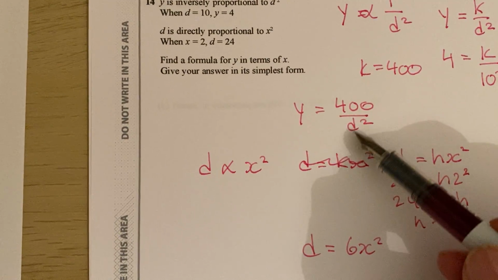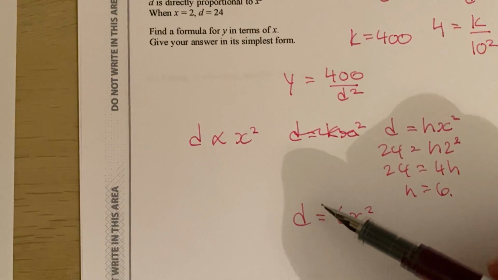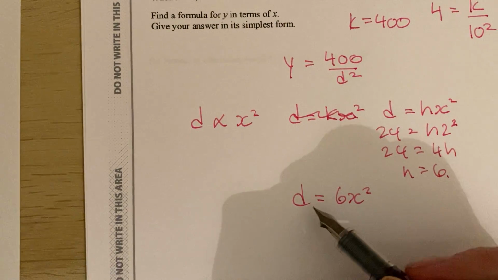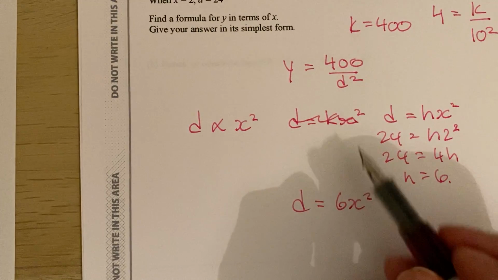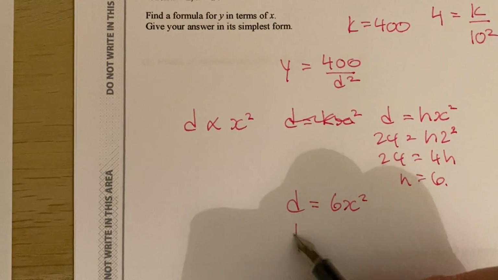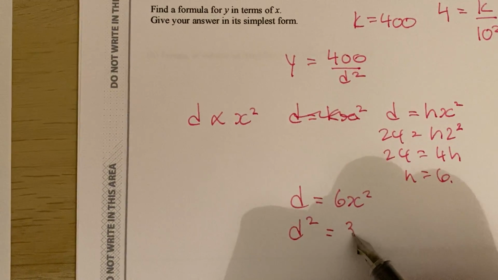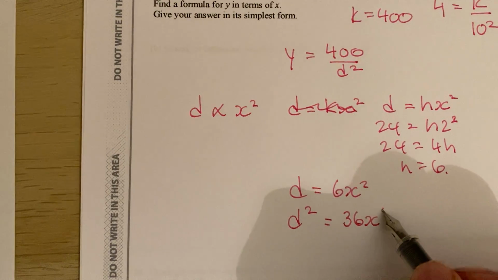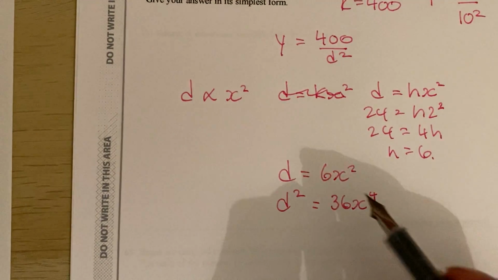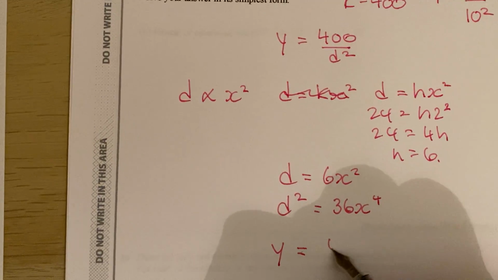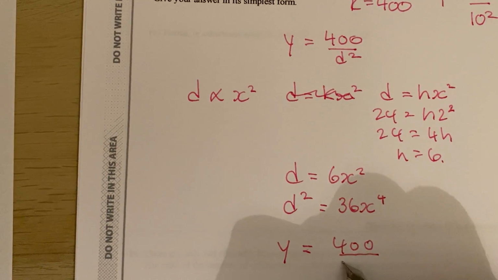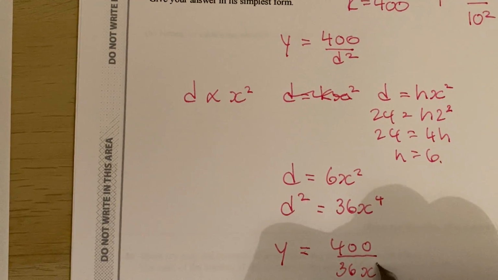Well, the only connector is this d. That's the only connection that I've got. So what I can do is make it go under there by squaring both sides. If I square that, I get 36x to the 4. So I've squared the 6 and squared the x squared. Put it underneath, so y equals 400 all over 36x to the 4.